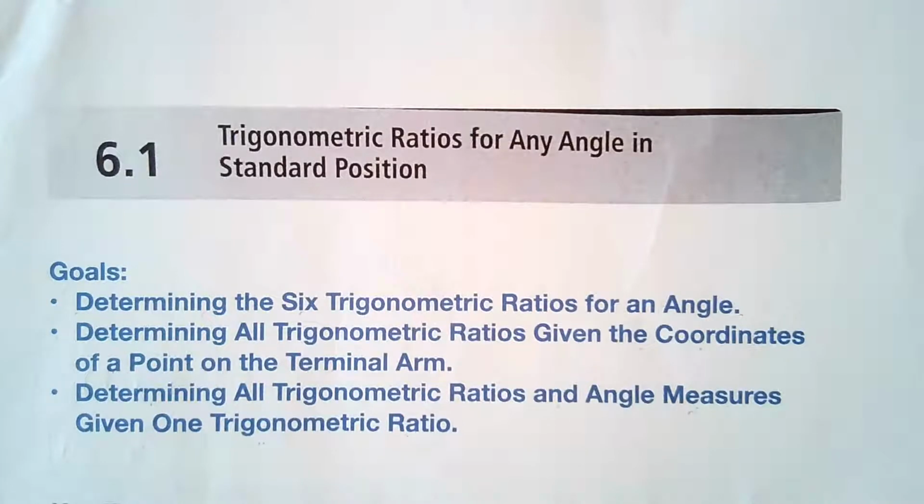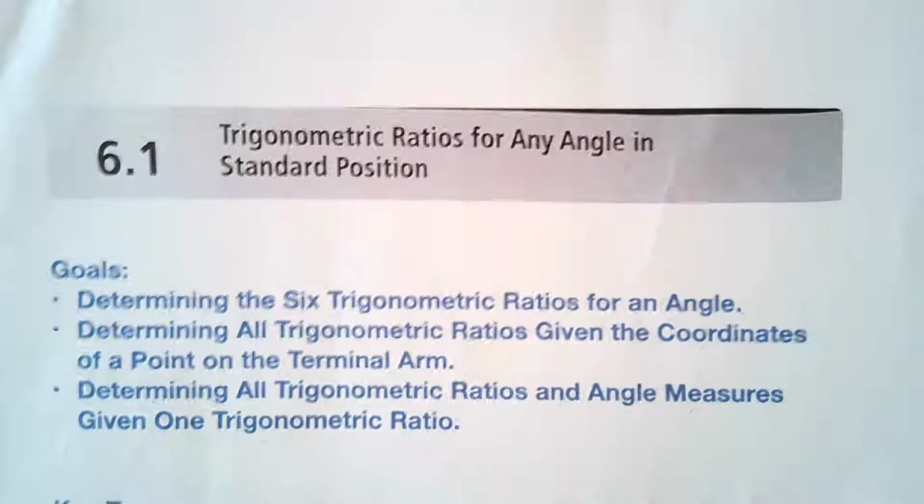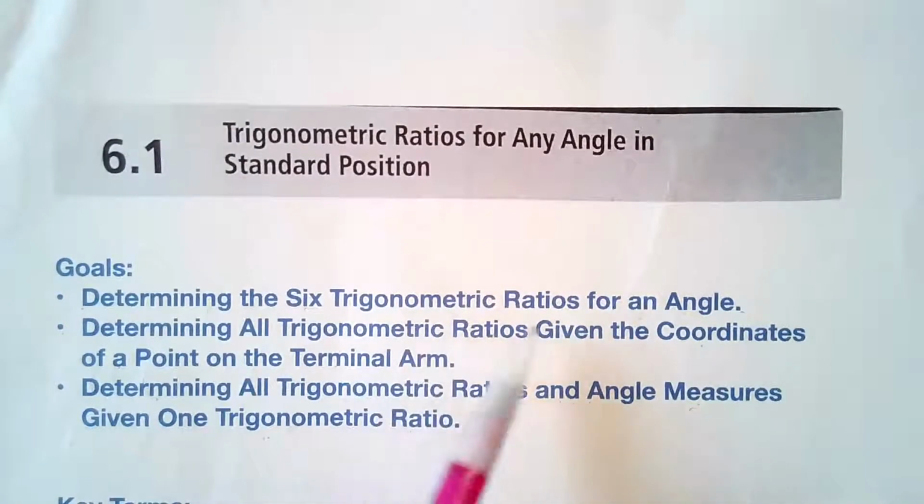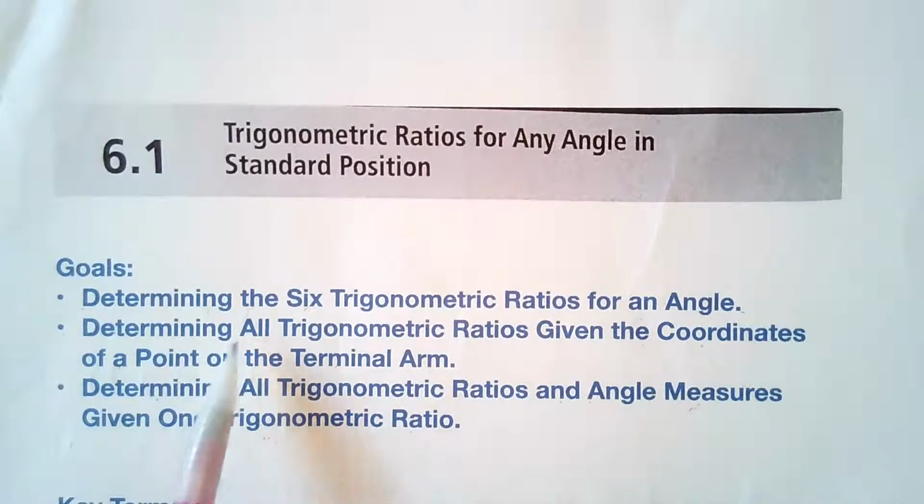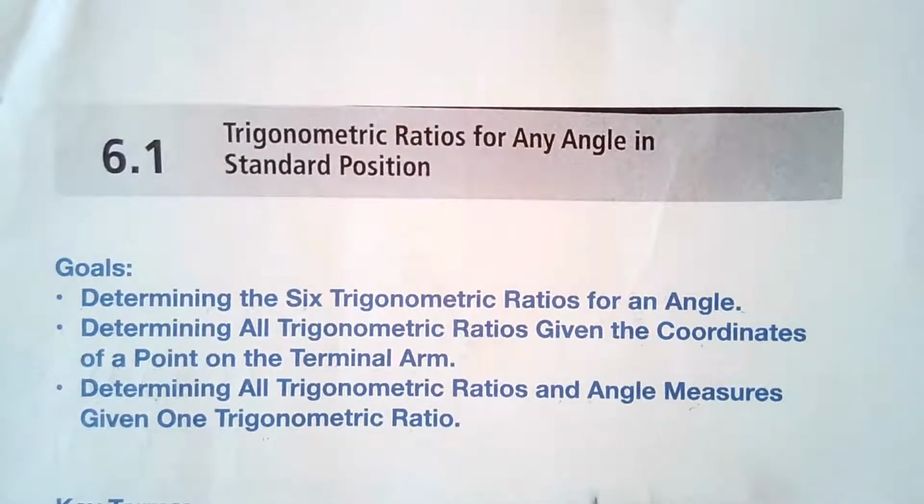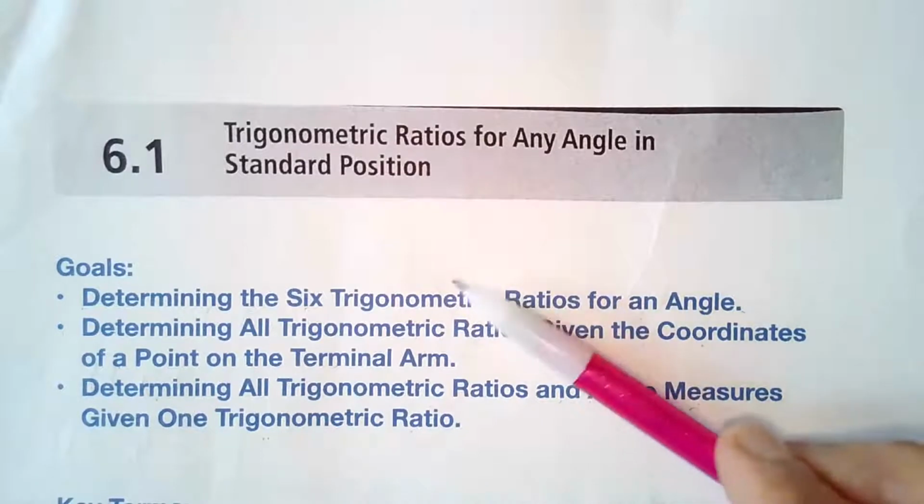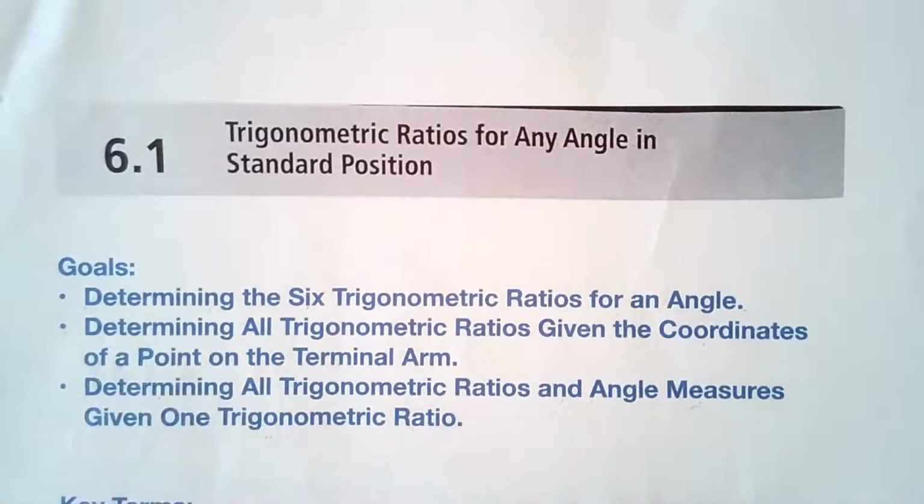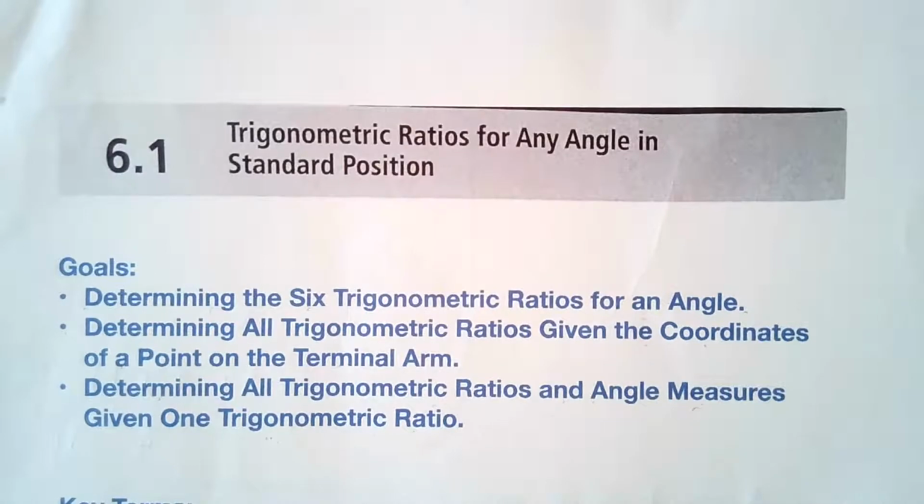Today we'll review questions that refer to determining the 6 trig ratios for an angle, determining all trig ratios when you're given the coordinates of a point on the terminal arm, and determining all trig ratios for angle measures given one trig ratio. So we'll cover a few questions that will meet these 3 goals. And most of the questions are taken from your textbook.